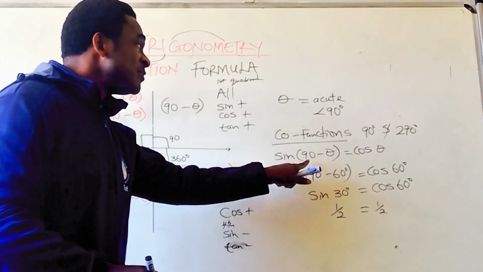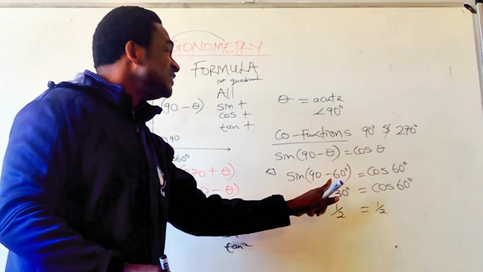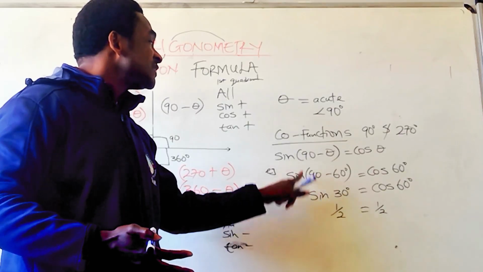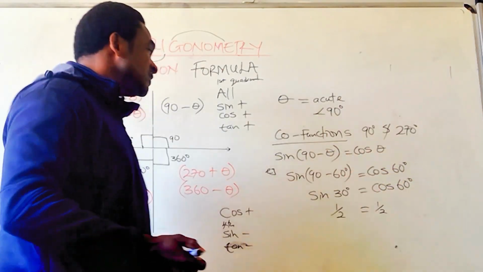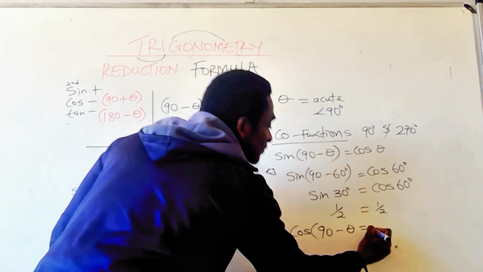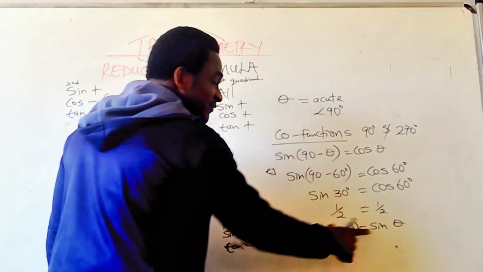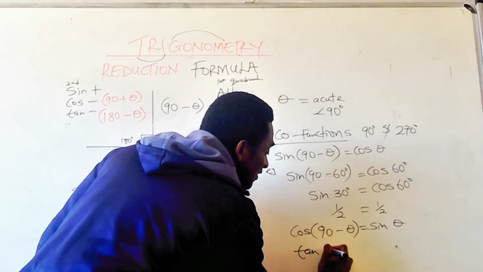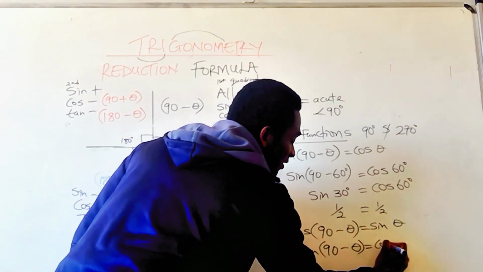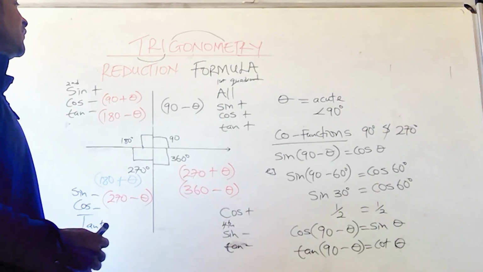So the reduction formula helps us to get a reduced version of what we are dealing with, instead of dealing with bigger values. So the cofunction of sine of 90 minus theta is cos of theta. For cos of 90 minus theta, the cofunction becomes sine of theta, because cos is positive, sine will be positive. And then tan of 90 minus theta becomes cot of theta. So these are the cofunctions for the first quadrant.